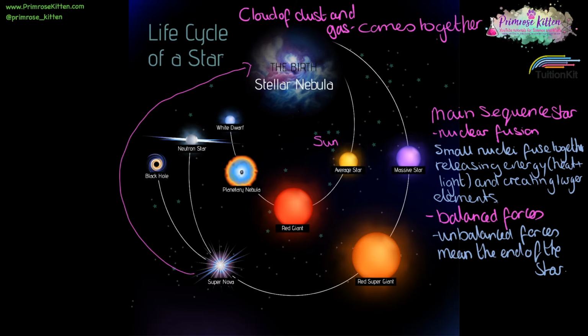So many millions of years ago, we had a massive star, which was a main sequence star. At the end of its life, it turned into a red supergiant and underwent supernova. The debris from the supernova, the cloud of dust and gas, restarted the life cycle again. And within this stellar nebula up here, our Sun was formed.